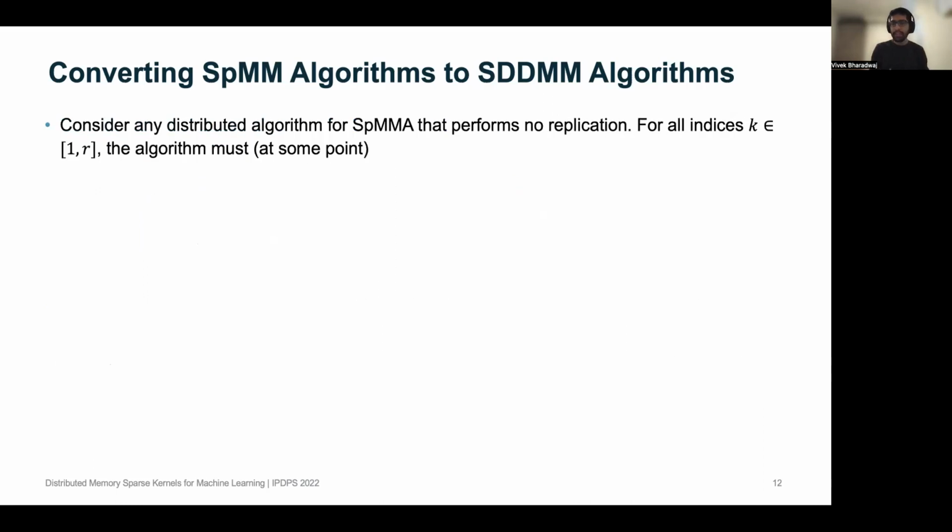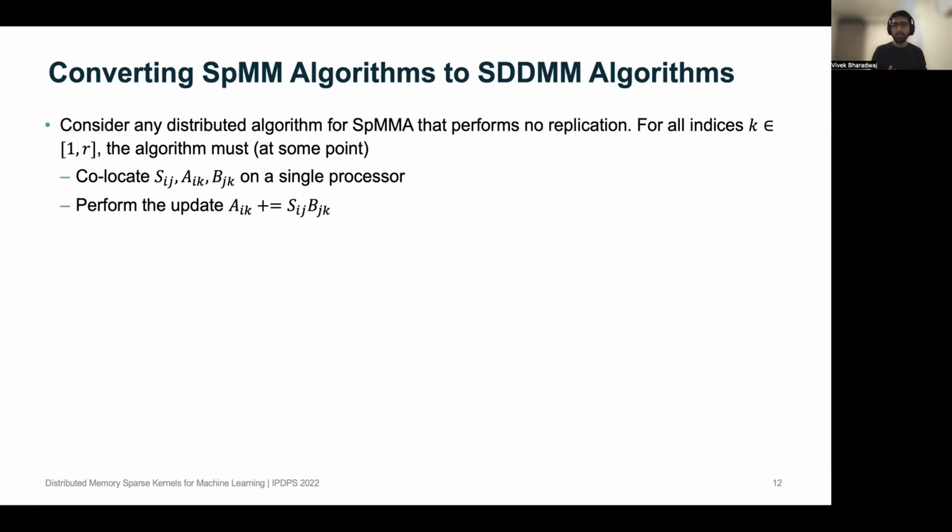Okay, so how exactly do we do this? Well, let's first consider any distributed algorithm for SpMM-A that performs no replication, and we'll add in replication in just a second. So for any index k in the range 1 through r, at some point in its execution, the algorithm has to collocate these three coefficients, Sij, Aik, and Bjk, on one processor. And then it has to perform this local update, Aik plus equals Sij times Bjk.